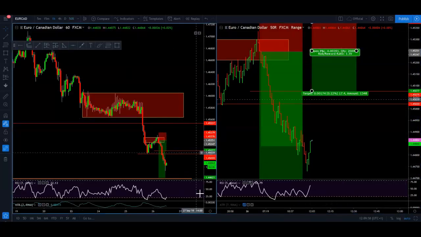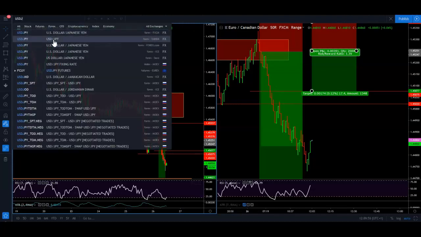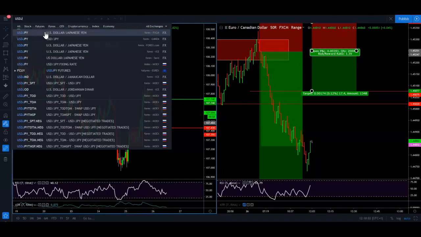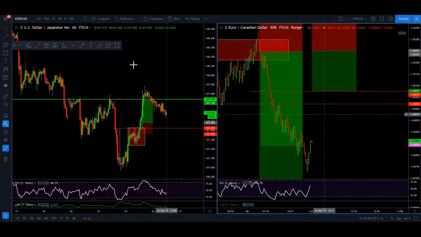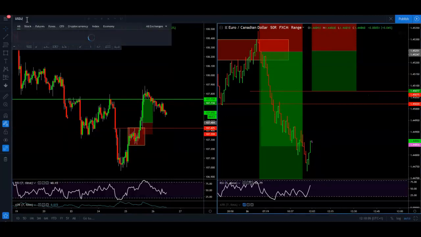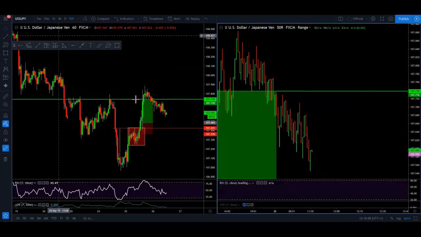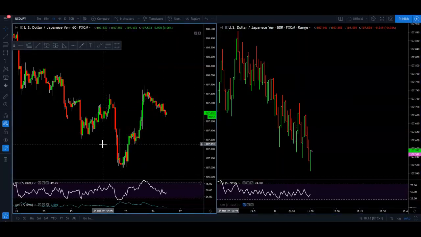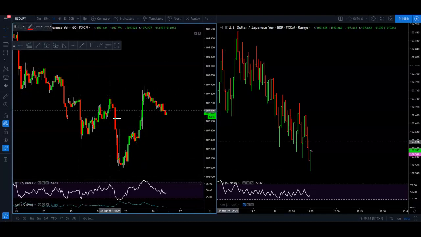Now I'll show you another example, which would be the dollar yen. Let me bring up the range bars as well. And you're going to see a very similar story. I'll delete the drawings because I had to redo this video, just some technical areas.